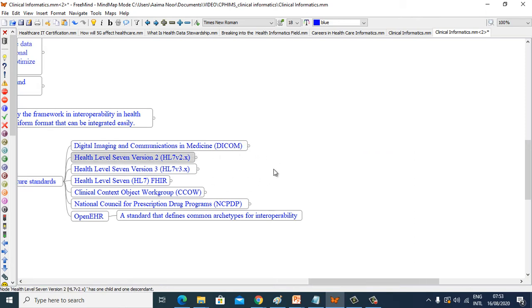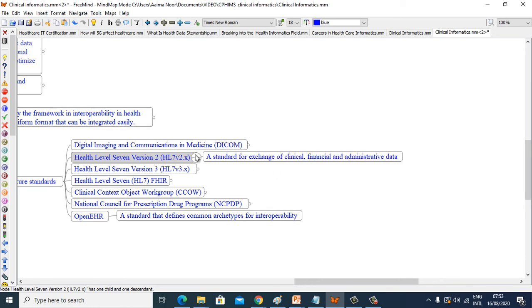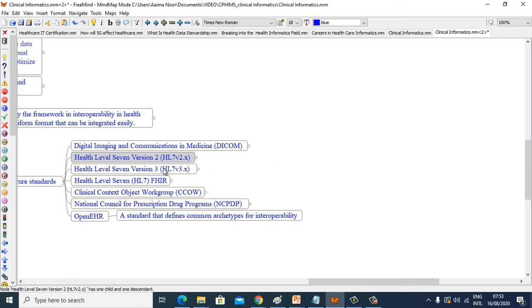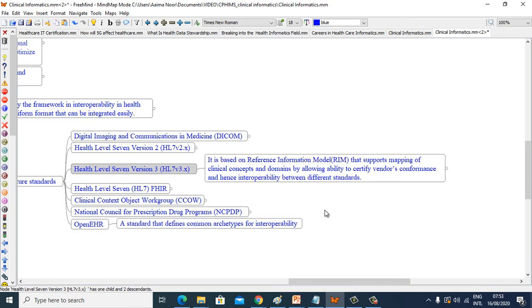Health Level 7 version 2, HL7 version 2: a standard for exchange of clinical, financial and administrative data. Health Level 7 version 3: it is based on the Reference Information Model, RIM, that supports mapping of clinical concept and domain by allowing the ability to certify vendors' performance and hence interoperability between different standards.